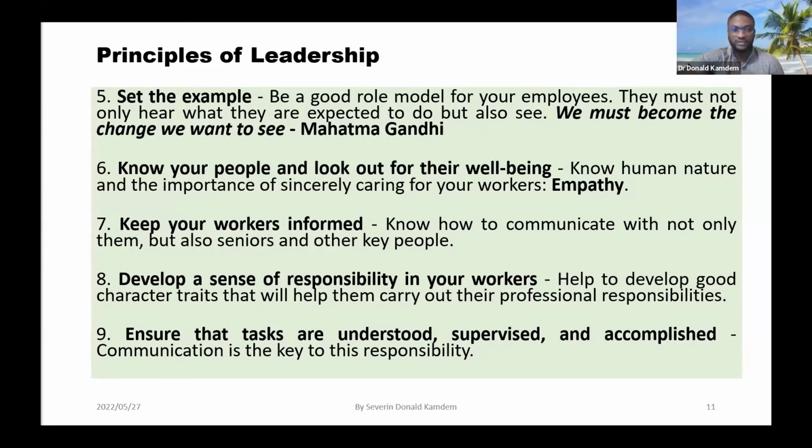It's a win-win partnership. You have to develop a sense of responsibility in your followers and ensure that the tasks are understood, and you have to supervise them. Don't come back and just blame someone without making sure that the task was clearly explained to them.